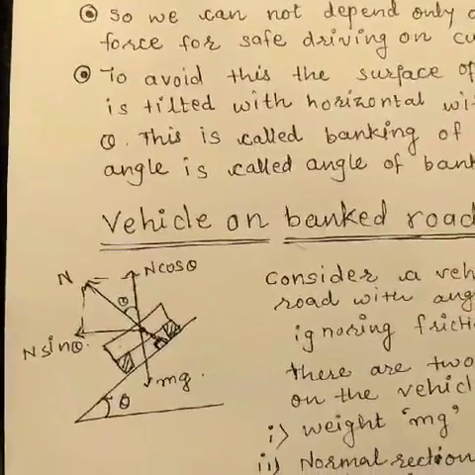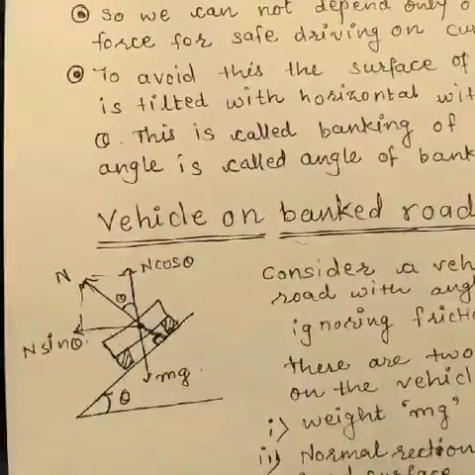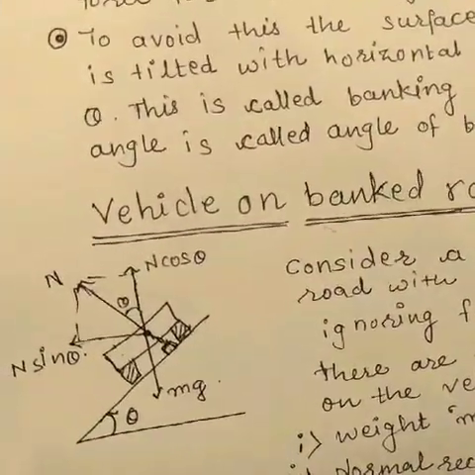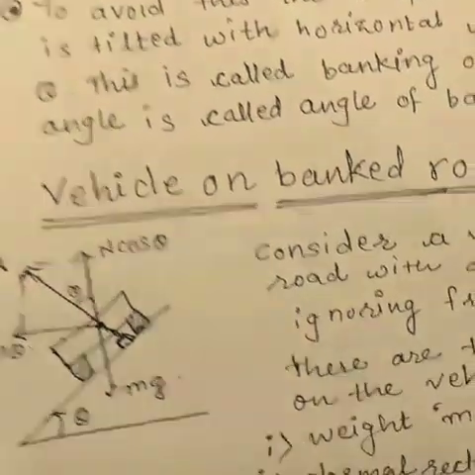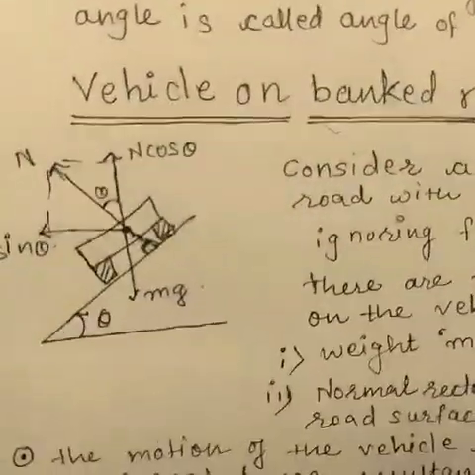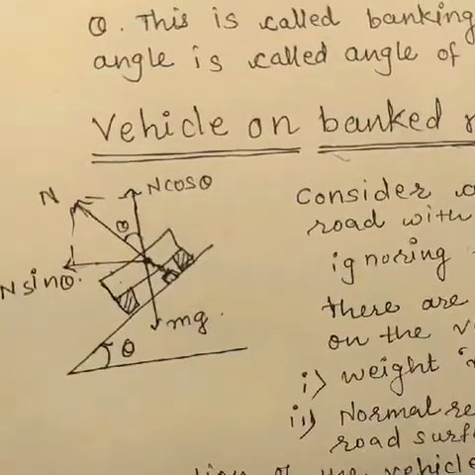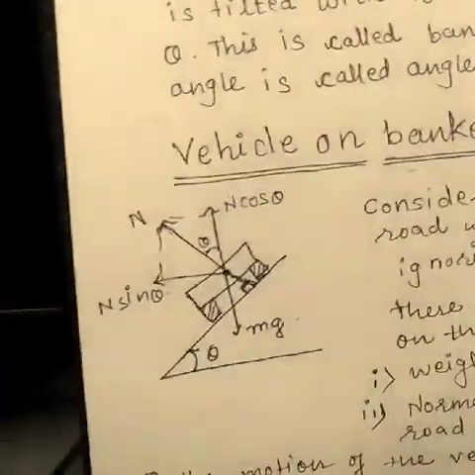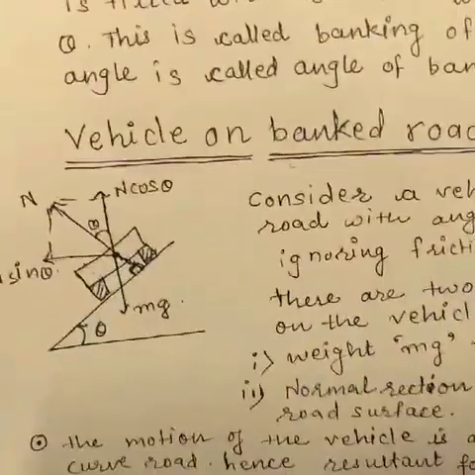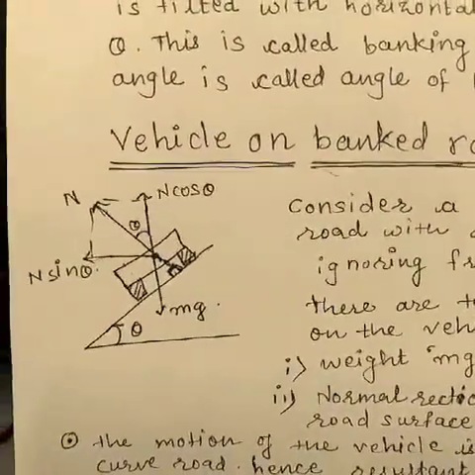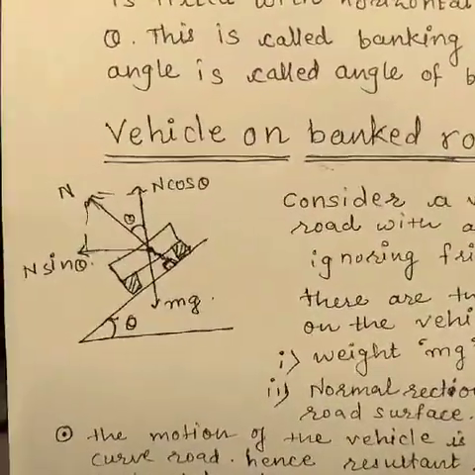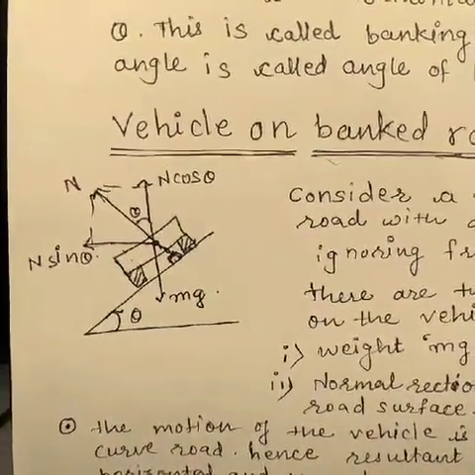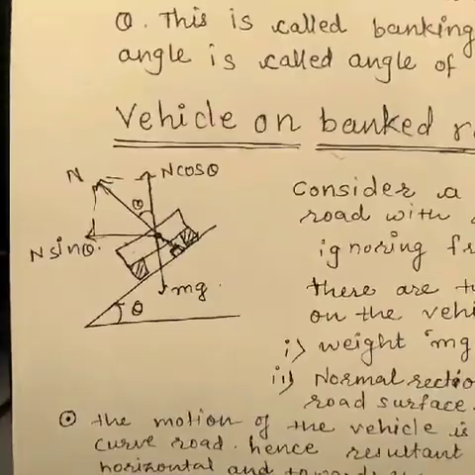Consider a vehicle on a horizontal curve, but the road is now banked and it makes angle theta with the horizontal. So we can consider the diagram given. In this case, which are the forces acting on this vehicle? Here we are going to ignore the air resistance. We are going to ignore the friction also.